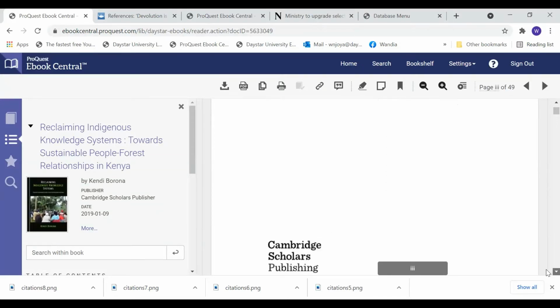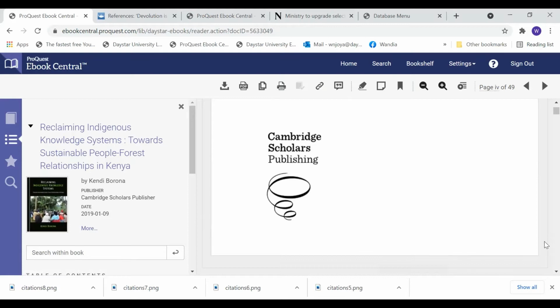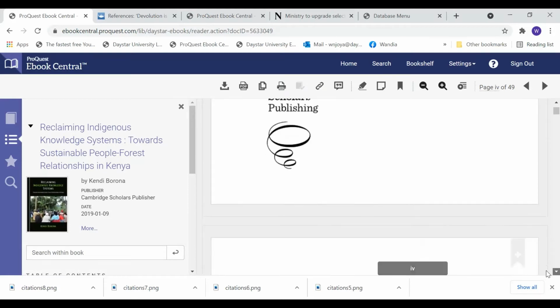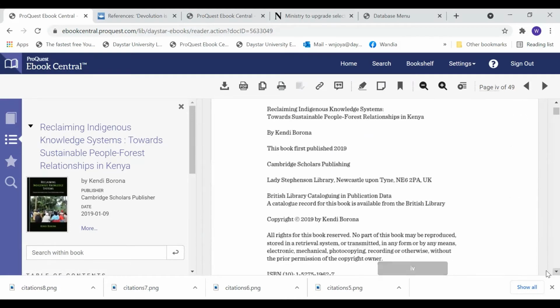and the author, and this is the publisher, but we still need to know the town. So we need to go to the next page where they have the town, the information on the publisher. And what we do is that we look for the town where it was published, and here it is, Newcastle upon Tyne. So let's now go to the citation itself.